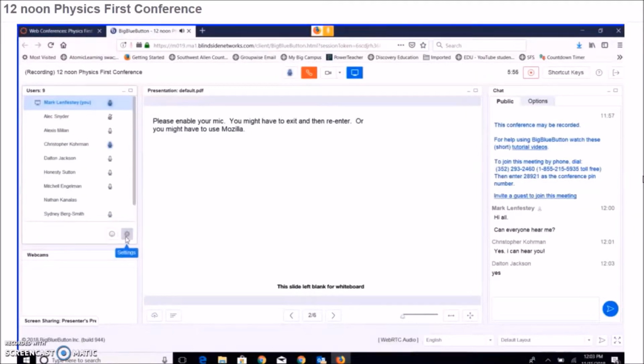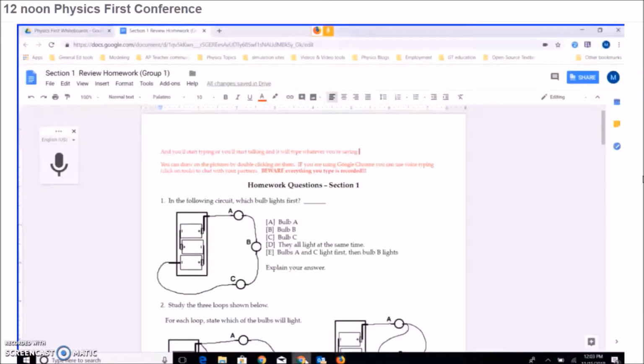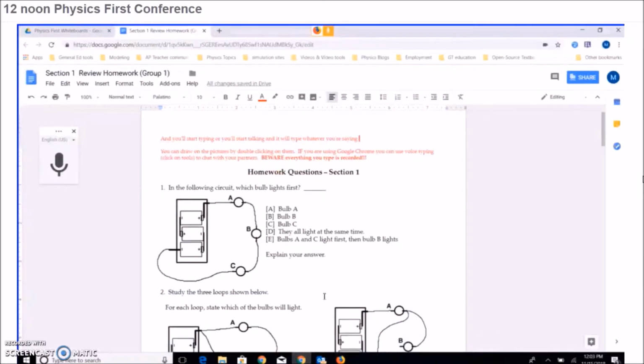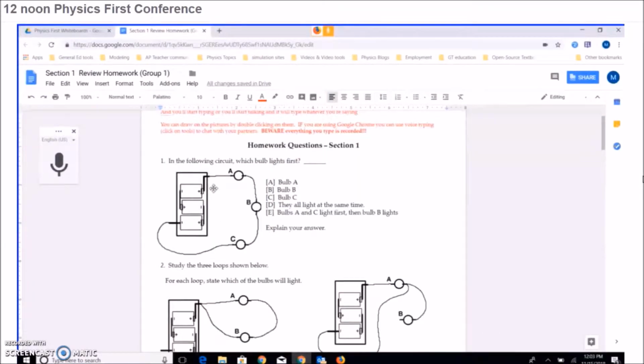All right, okay, so I'm going to mute you guys, actually, I'll keep you unmuted. That way we can just kind of talk about this. So can you guys still see my computer screen? Yes. Okay, so this first one says in the following circuit, which bulb lights up first? What's the answer here? A, B, C, D, or E? D. Perfect. Nice.